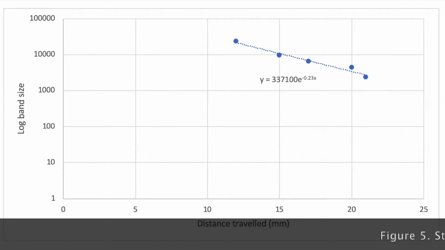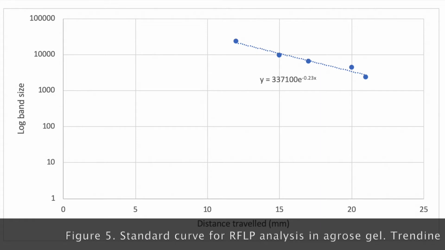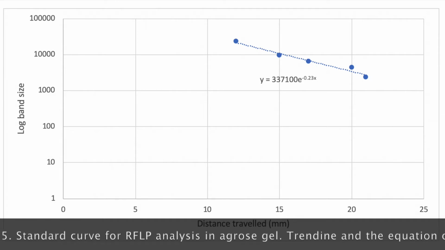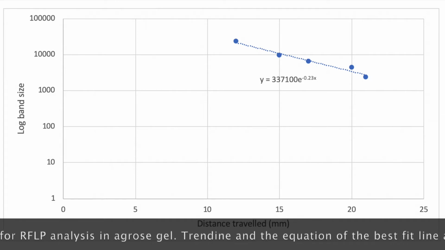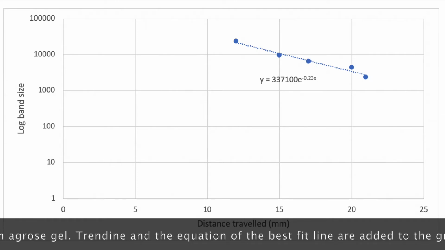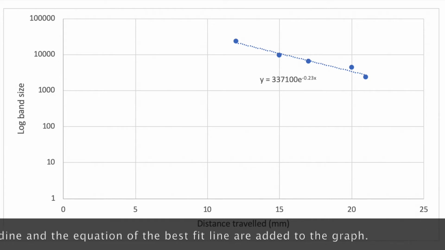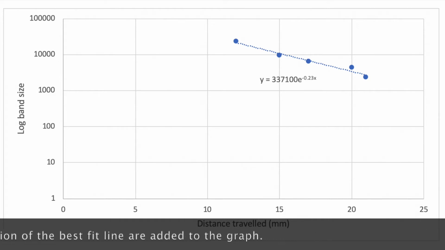So here we have established the standard curve for this gel, and what you can see is that there is a logarithmic relationship between the molecular mass and the distance traveled by each band. You can now use the equation of the line generated from this standard curve to determine the fragment size of each of the unknown fragments visualized on the gel.